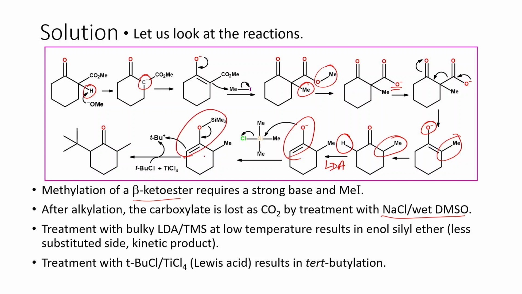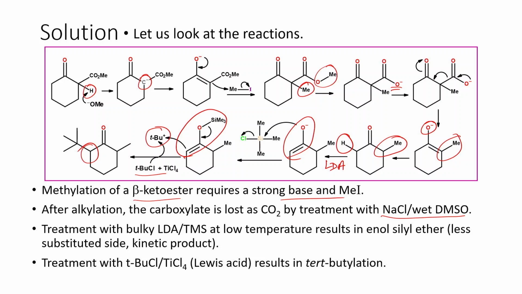This enolate reacts with trimethylsilyl chloride to give the enol silyl ether. Once the enol silyl ether is formed, the treatment with tertiary butyl chloride and TiCl4 produces the tertiary butyl carbocation, and this is nothing but the Lewis acid reaction. This now undergoes tertiary butyl insertion on this particular carbon atom. So these are all the various steps involved. In other words, the reagents used in the overall process are: first, the methylation of the beta keto ester with a strong base and methyl iodide. Then wet sodium hydroxide, sodium chloride and DMSO facilitate the decarboxylation.